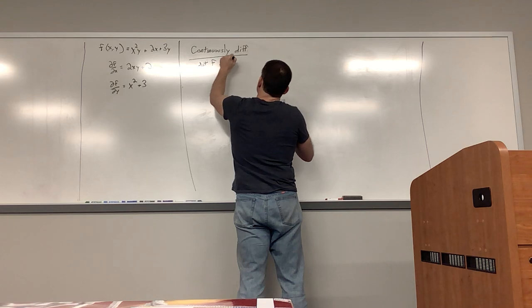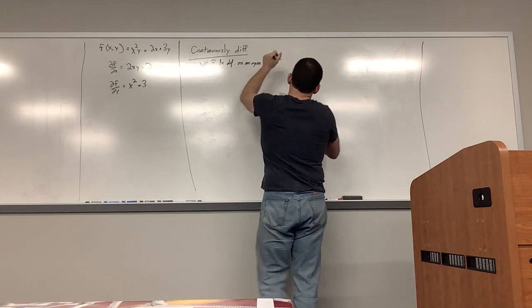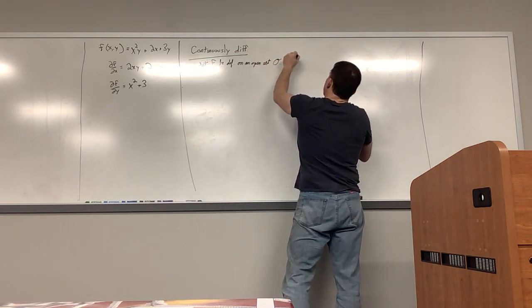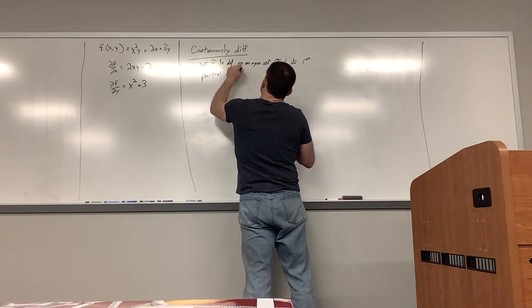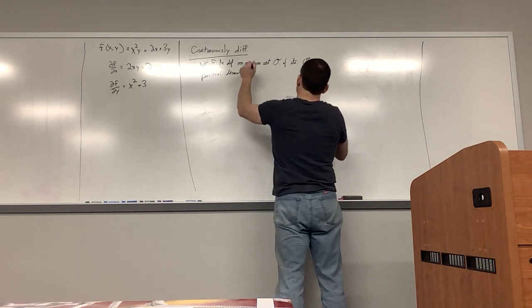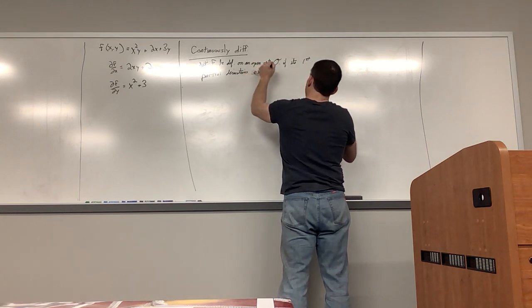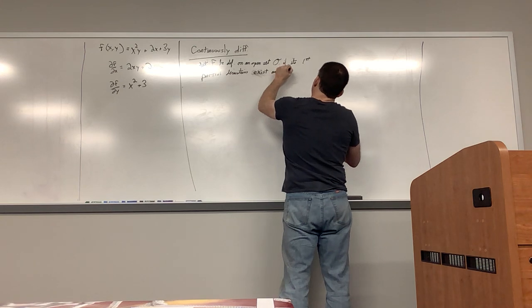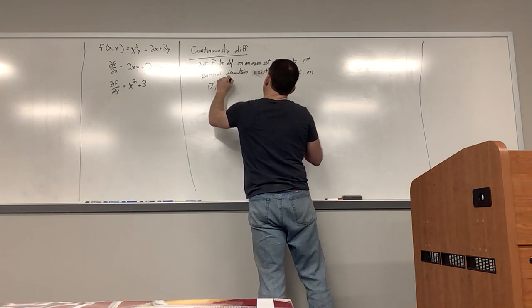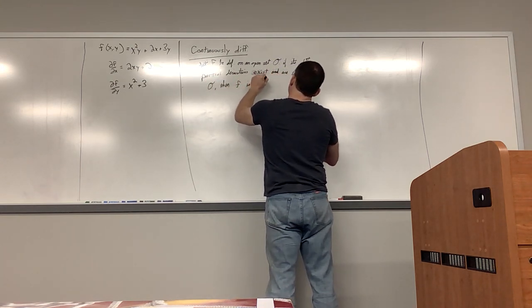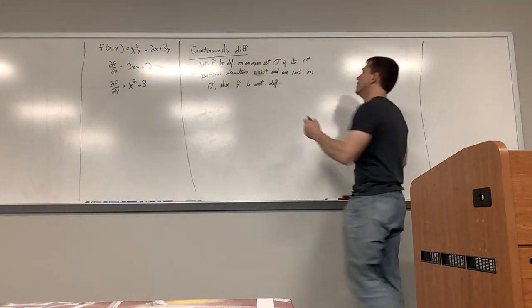Let f be defined on an open set O. If its first partial derivatives exist and are continuous on O, then f is continuously differentiable on O.